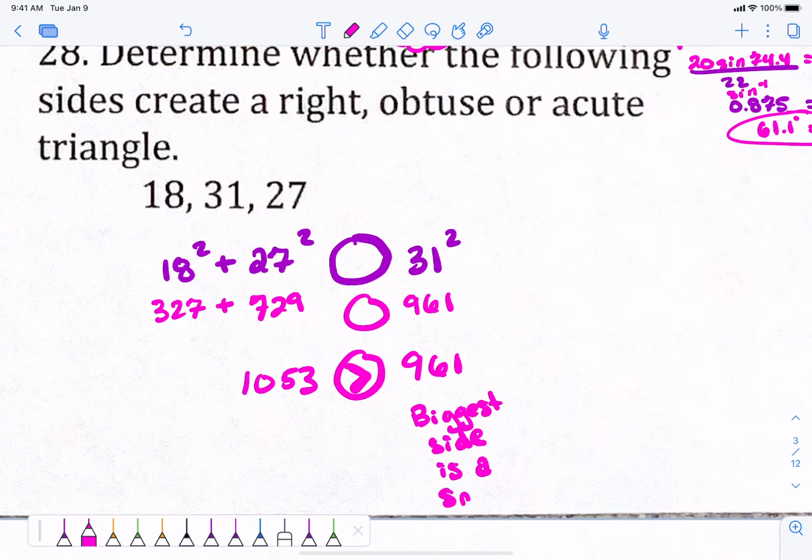This is a small side. My biggest side is a small side still, so it's acute. If it was less than, it'd be obtuse, and if it was equal to, it'd be right.